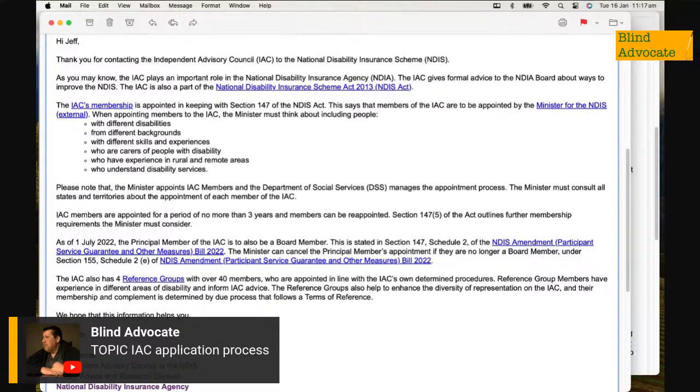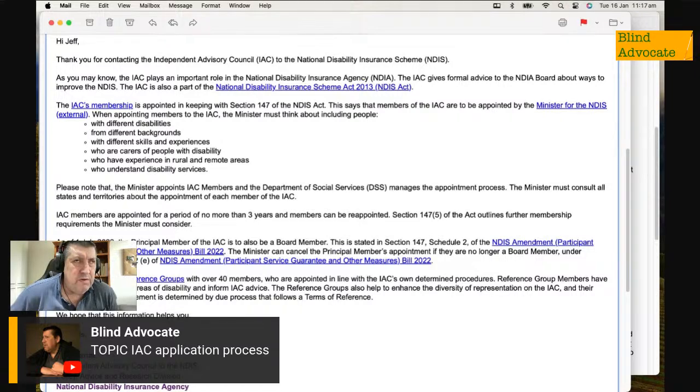I don't understand. The NDIA board is appointed by the minister. The IAC is appointed by the minister. How can that be an independent advisory committee if it's not independent? I think it should be an elected position. The IAC board should be elected by the participants of the NDIA, not appointed by the minister of the NDIA. It can't be independent if it's appointed. It's all the same network. It's not independent. It can't be independent if that's the case.